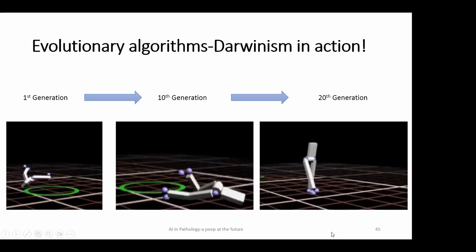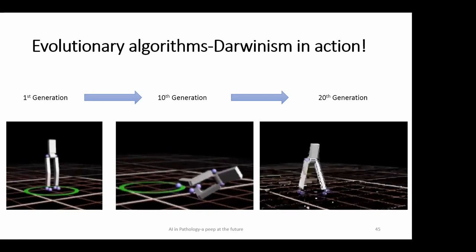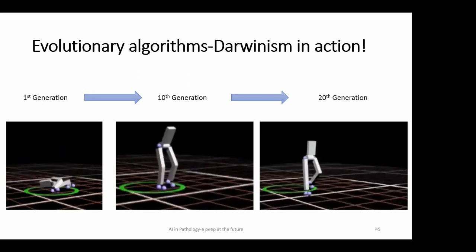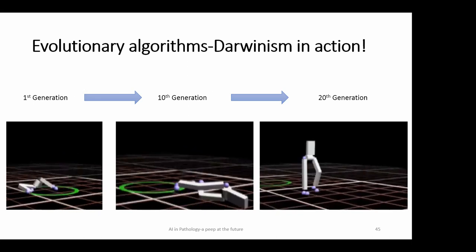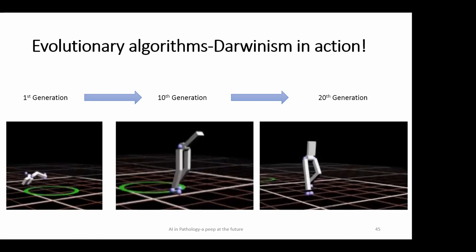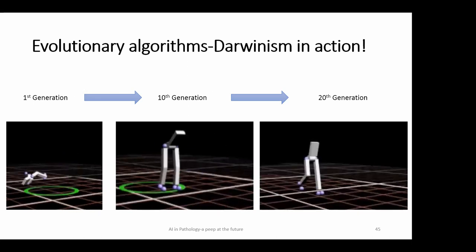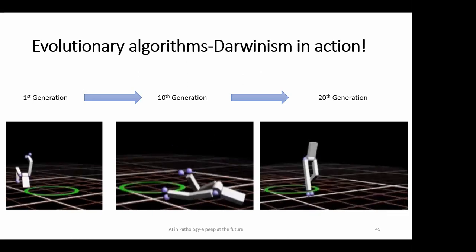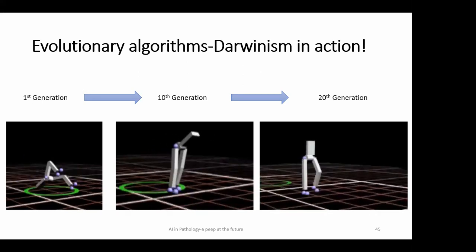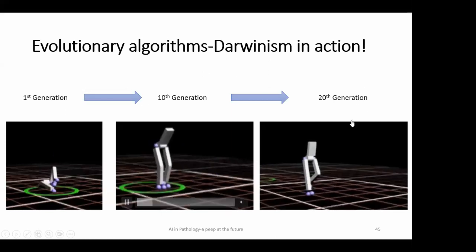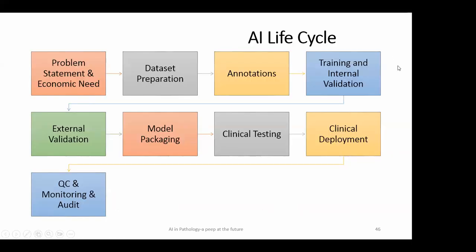This is essentially what happens in today's CGI and computational work in the animation in movies, where you essentially cannot differentiate much between what was animated and what is the real image. So this is how this particular thing works. We use evolutionary algorithms.